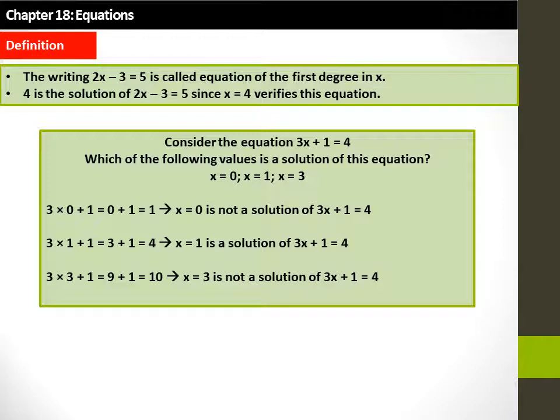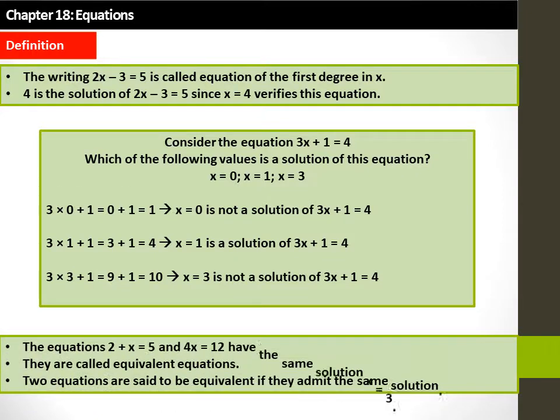Then substitute 1 for x. 3 times 1 plus 1 equals 3 plus 1 equals 4. X equals 1 is a solution of 3x plus 1 equals 4. Finally, substitute 3 for x. 3 times 3 plus 1 is equal to 9 plus 1 equals 10. X equals 3 is not a solution of 3x plus 1 equals 4.